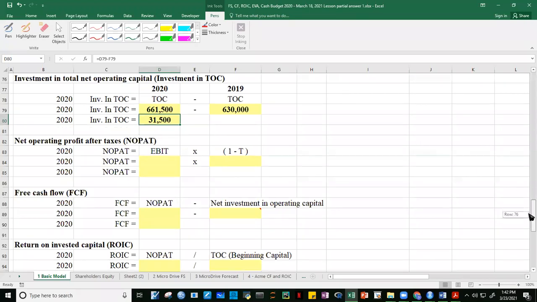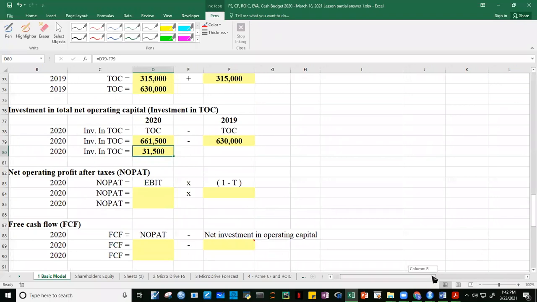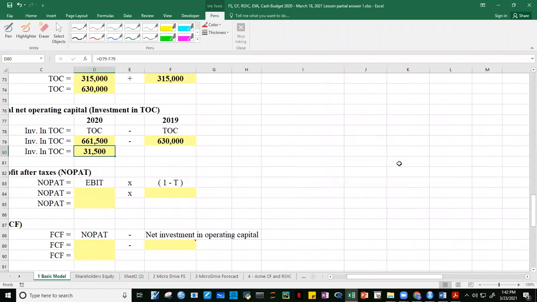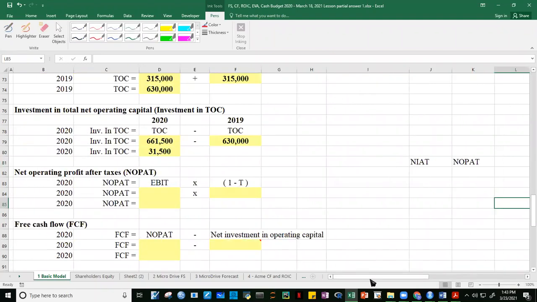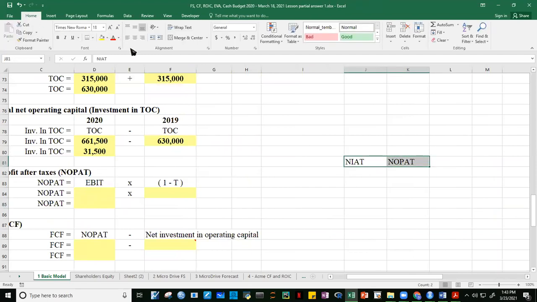All right, so we now discuss the concept of NOPAT. And in order to understand what NOPAT means, guys, I'm going to create here a distinction between first NIAT and NOPAT. So i-distinguish natin yung anong difference ng net income after tax kaysa net operating profit after tax. It's very important for us to know the difference between the two.